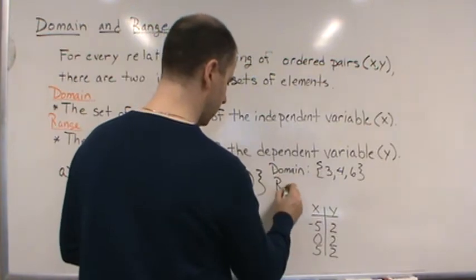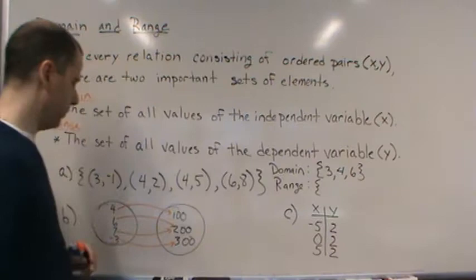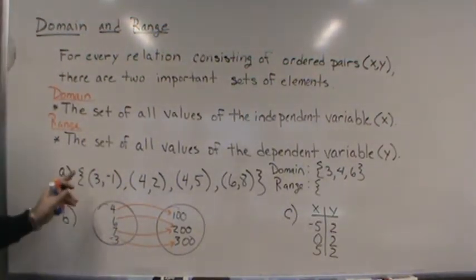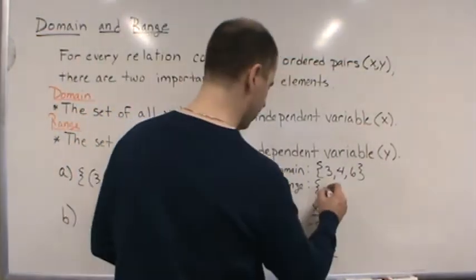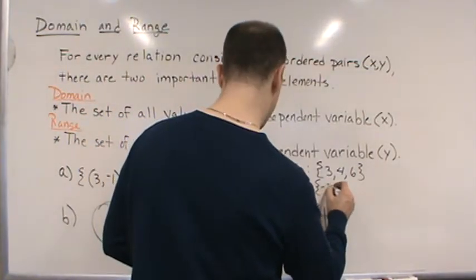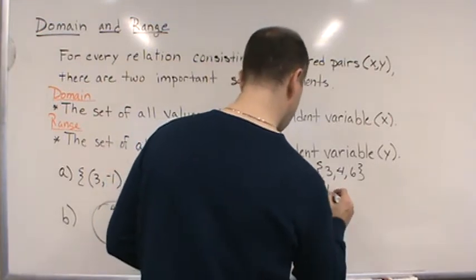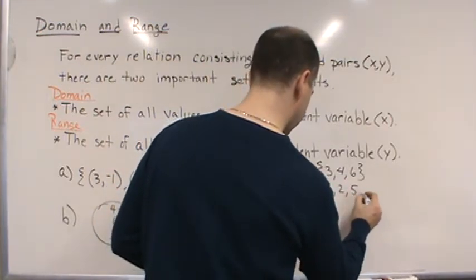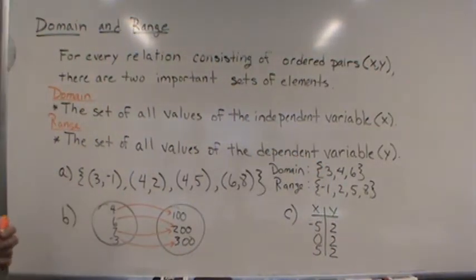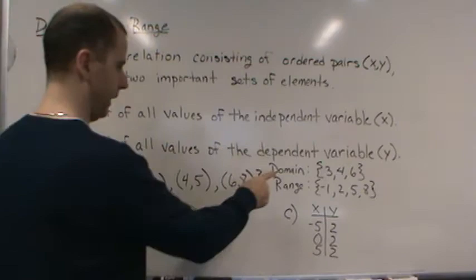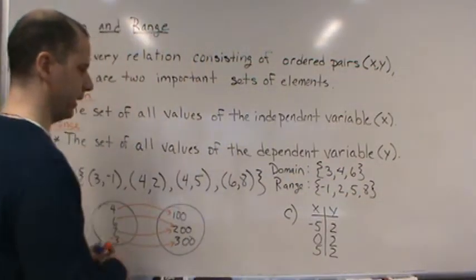Now, what's the range? Well, the range is going to be all of the y values, the dependent variables. So it's going to be -1, 2, 5, and 8. And there you go. So this is the set of values that's in the domain, and these are the set of values that are in the range.